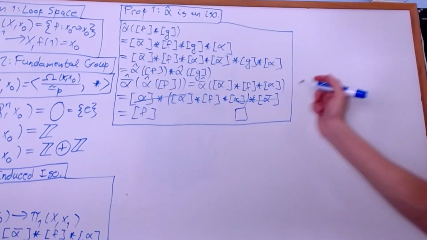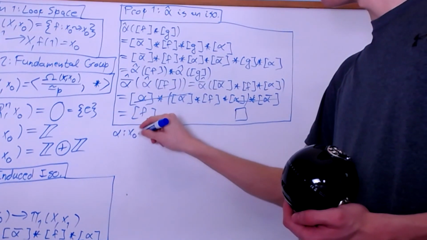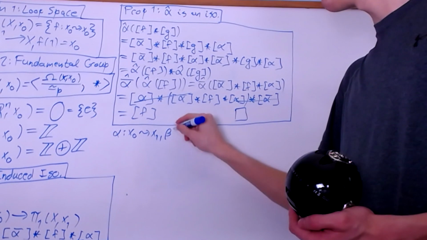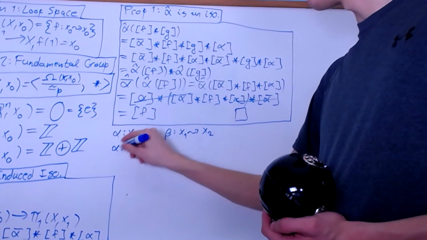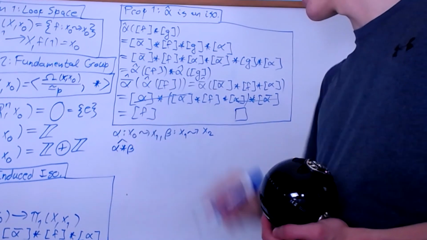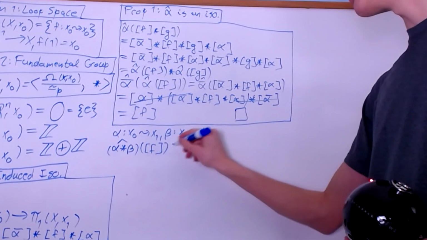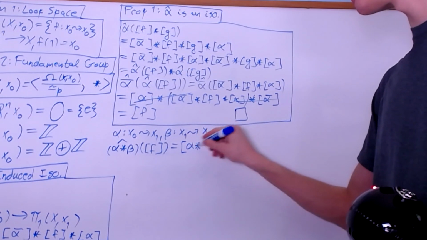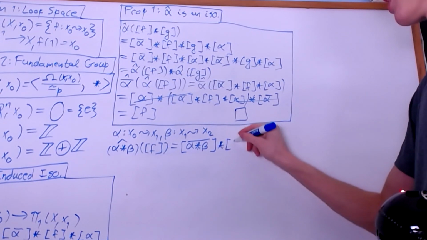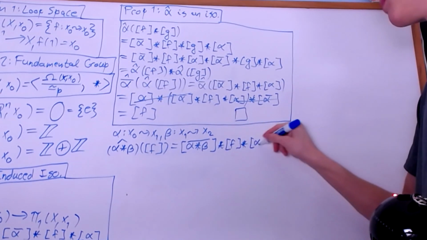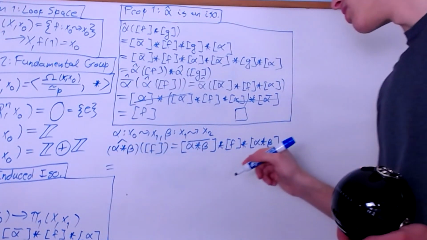All right, now something else you should notice about this is that if I have alpha, which say goes from x0 to x1, and I have some beta that goes from x1 to x2, what is the value of alpha star beta hat? Well, let's go ahead and apply this to some function f. This is equal to, by definition, alpha star beta bar, its equivalence class, star f star equivalence class of alpha star beta. So what is this going to be equal to?